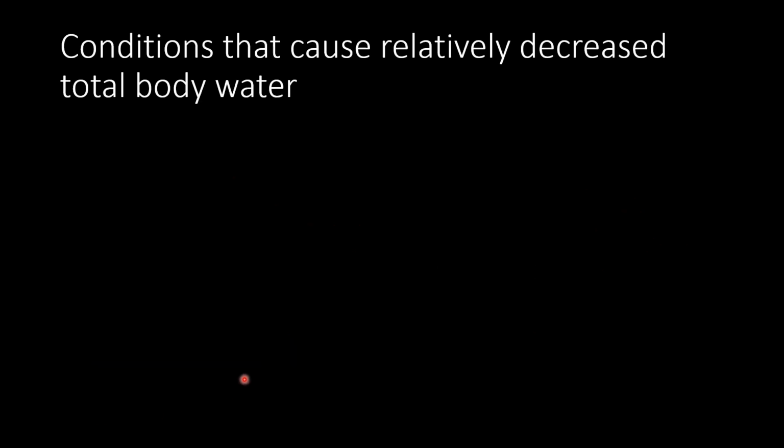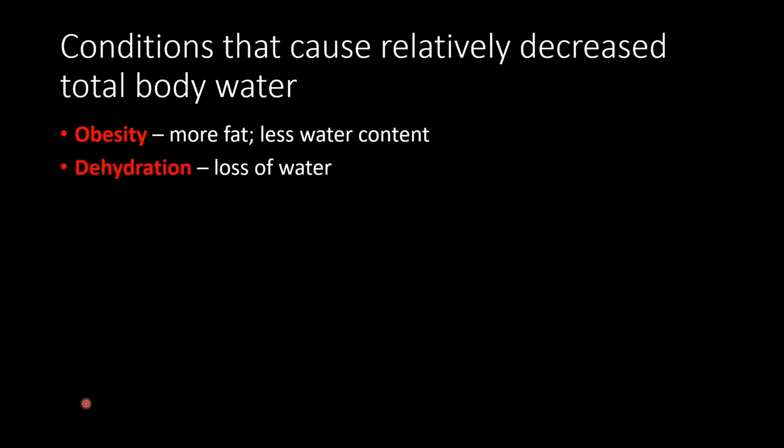So conditions that cause relatively decreased total body water: any condition that leads to decreased muscle mass will lead to decreased body water. Similarly, any condition that leads to increased fat will lead to decreased body water. So the first condition is obesity. In obesity, there is more fat, but fat is low in water, so less water content will lead to a decrease in total body water. Similarly, dehydration: there is loss of water from the body, so that will lead to relatively decreased total body water.